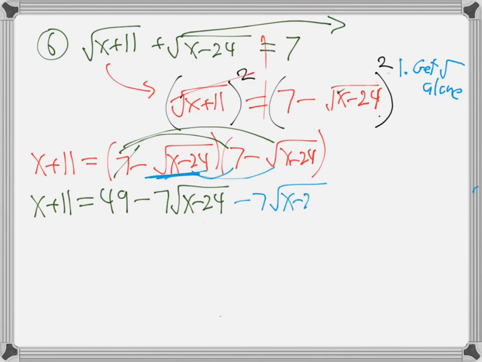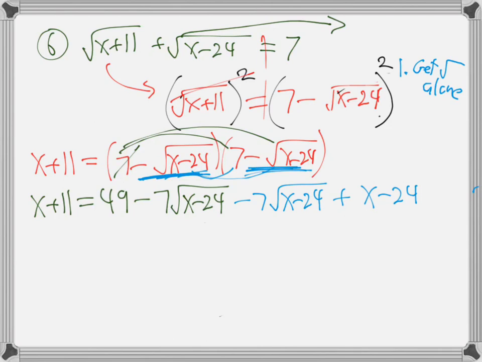Minus 7 root x minus 24. And then negative root times negative root is positive x minus 24. Did you see what happened there? 2 roots made 1 out, and 2 negatives made it positive. Let me say that again. Remember, root times a root? Get 1 out.